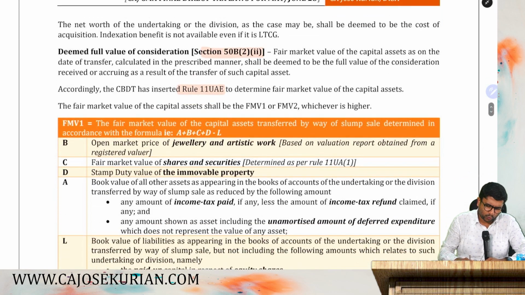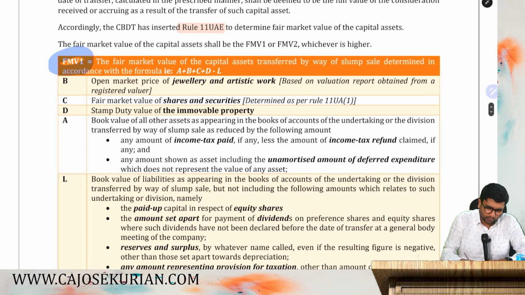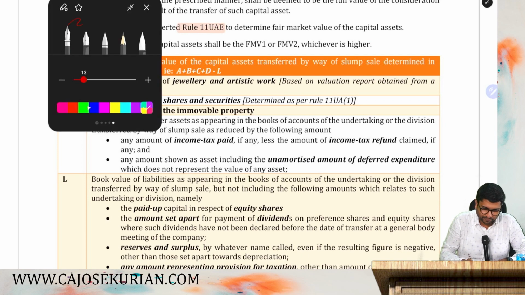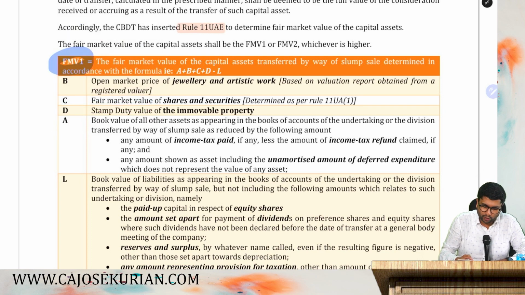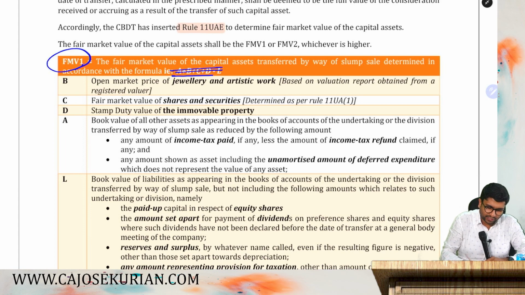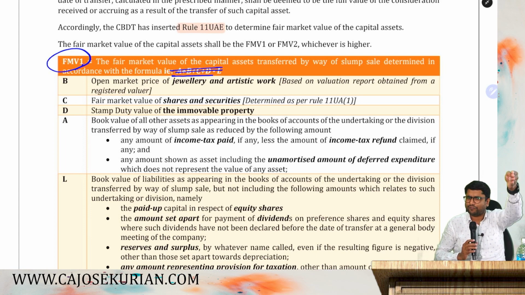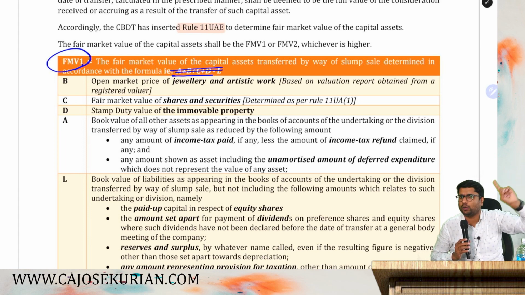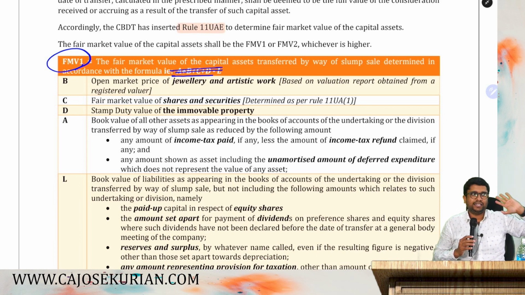What the valuation rule says: FMV1 equals, this is the rule prescribed by the CBDT. Normally the equations of the CBDT are fantastic. For FMV1, they created an equation: A plus B plus C plus D minus L. Forget about this A, B, C, D and all. We will consider what is FMV1. In one single sentence I have told you, FMV1 is the net assets transferred, at fair market value.